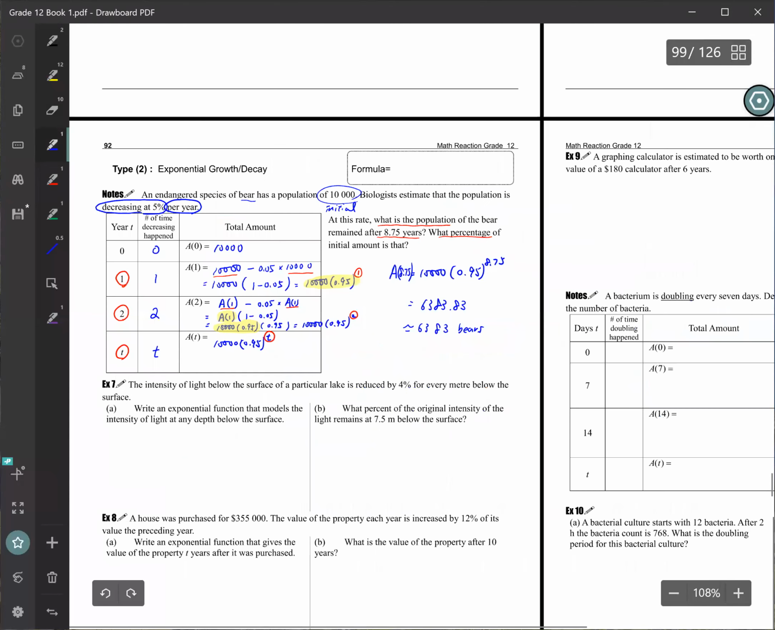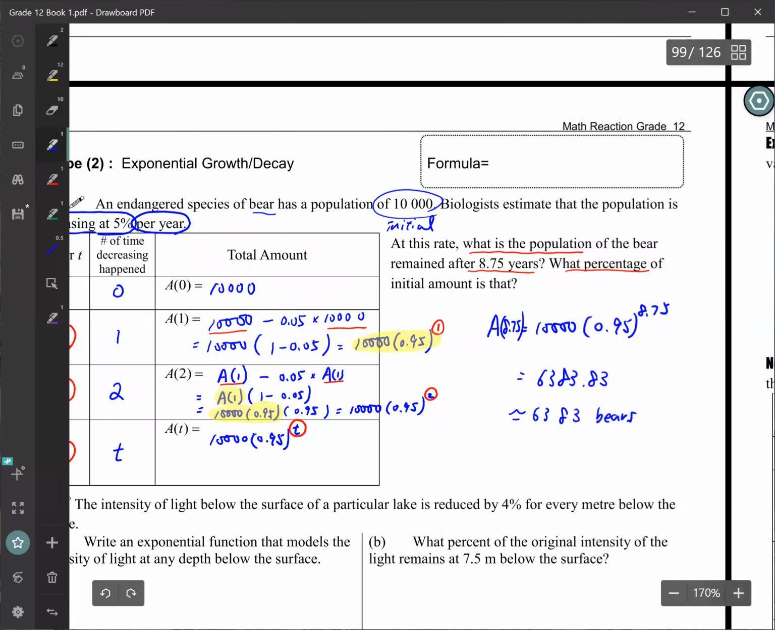Okay, so there's a second part to the question, right? First part is asking how many bears. Second part is asking what's the percentage of the initial amount. How do we do that? Have you found that? Eric, did you get a percentage? Yeah, okay, how do you do that? You divide your answer for part 1 by 10,000. Yeah, okay, so compare with the original. Over 10,000, but then that will be a decimal, so you got to multiply by 100, turn it into a percent.